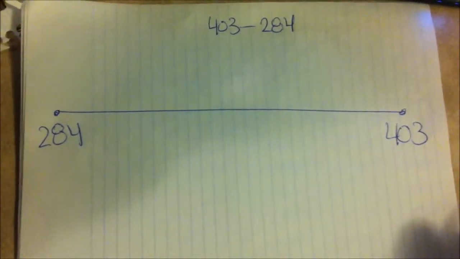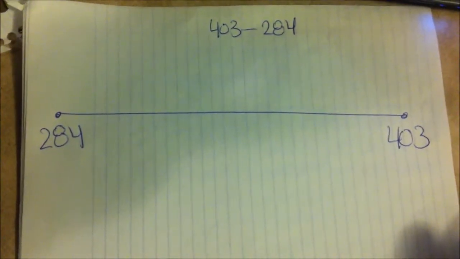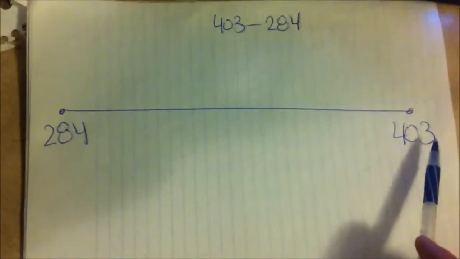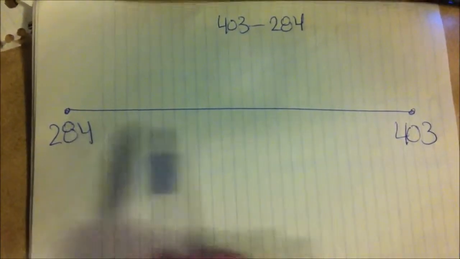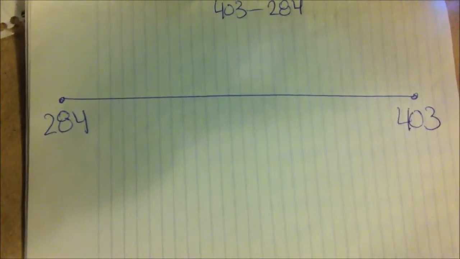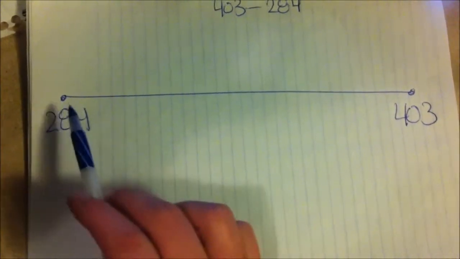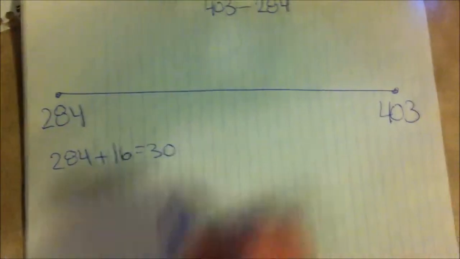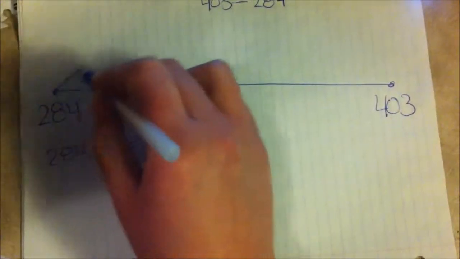A different strategy we can use to find the answer to the equation 403 minus 284 is to use an empty number line. We can start by writing the smaller number on the left and the larger number on the right. To solve the equation, we need to find the difference between these two numbers. We can jump ahead on the number line whichever numbers we want. Let's start by jumping ahead 16. The reason I chose 16 is because 284 plus 16 equals 300, which is an easy number to work with.